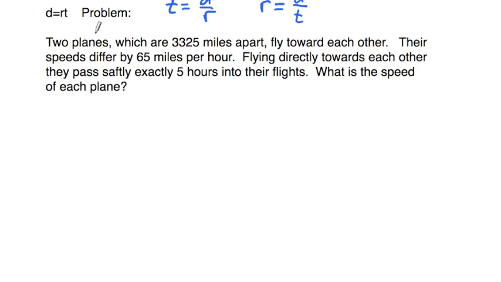So here we have two planes which are 3,325 miles apart, flying directly towards each other. Their speeds only differ by 65 miles per hour, so that means one's going faster and one's going slower. They're flying directly towards each other, and they pass safely. We don't want them to run into each other. Exactly 5 hours into their flights. So the problem is asking how fast is each plane going.